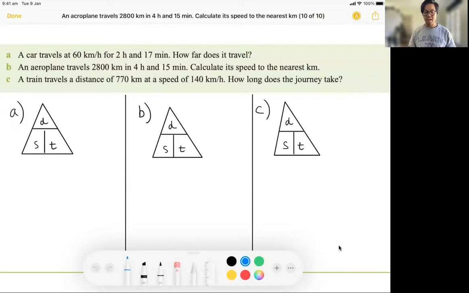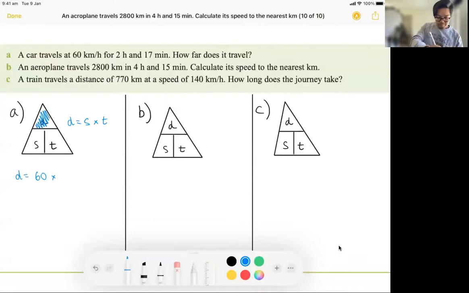So it's asking me how far does it travel. I'm trying to find the distance, so I'm going to cross out distance. My formula here is going to be distance equals S, and because the S and T are next to each other, it's S times T. So I need to do my speed multiplied by my time. My speed here is 60 kilometers per hour, and my time here is 2 hours and 17 minutes.